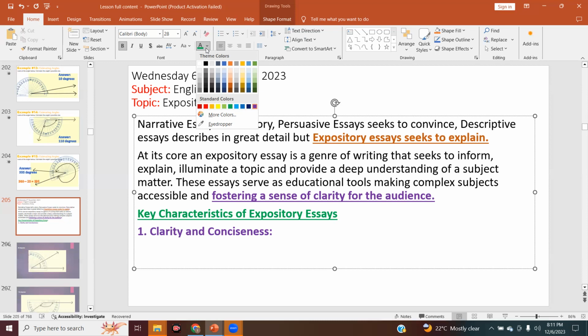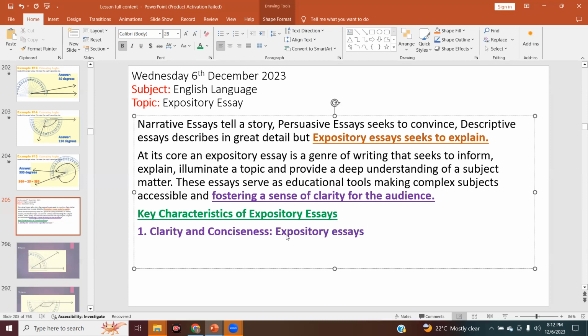It's like if you're trying to explain something to somebody, you're not going to carry them around the world, around the world, and then come to your point. You're taking too long to get to the point. You need to be clear and concise. So, expository essays.